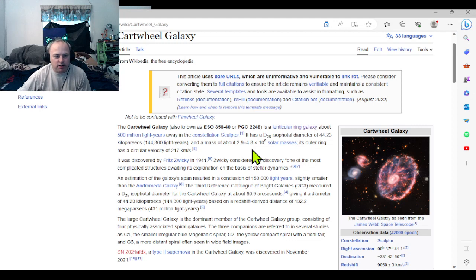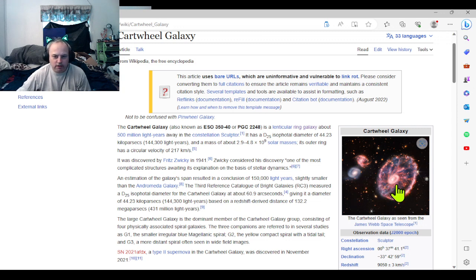And then its outer ring has a circular velocity of 217 kilometers per second. Oh, it has a diameter of 144,000 light years. It's 500 million light years away. It has a diameter of 44.23 kiloparsec. So its outer ring has a circular velocity, but is it expanding or contracting? I don't know. The span is slightly smaller than the Andromeda.